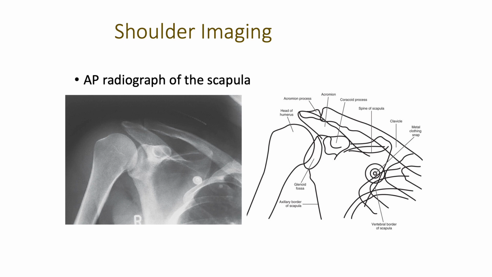This is what an AP radiograph is going to look like at the scapula. As you can see here, we see a lot of different structures. We can see a lot of portions. I mean, that glenoid comes out really nicely. Yeah, the humerus comes out really nicely. Acromion, clavicle come out really nicely as well.